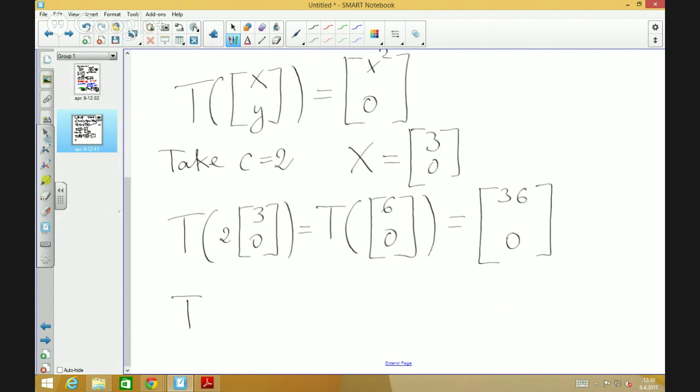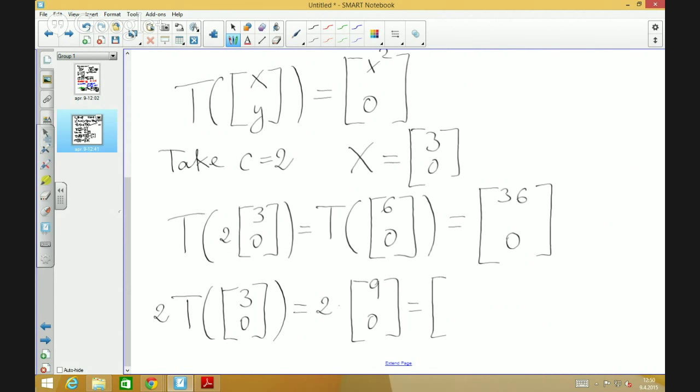Okay, so now let's see what happens if instead I take 2 times (3, 0). Well, this is 2 times multiplying what T of (3, 0) is: 3 squared is 9, and I get 0 here. So I get (18, 0). Are the two vectors the same? Well, no, they are not. So, not linear.